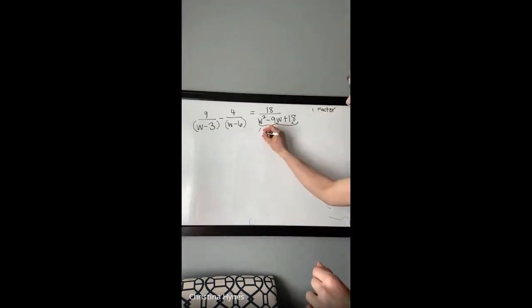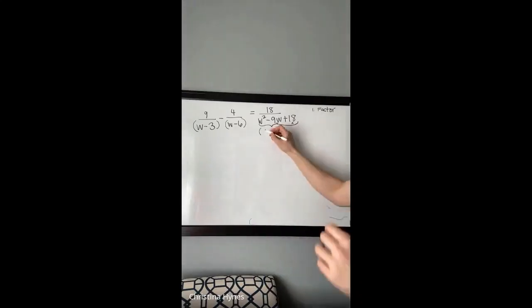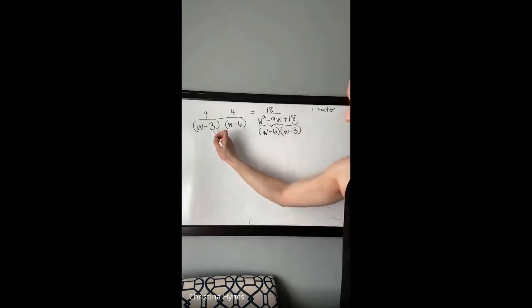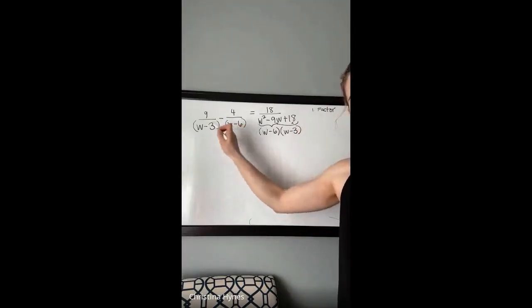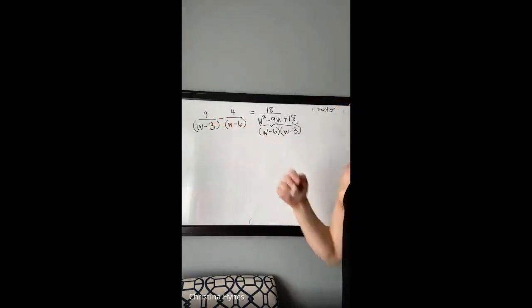So in this one, I have two numbers that multiply to 18 and add up to negative 9: w minus 6 and w minus 3. A little hint, guys, is look at the other numbers. That kind of gives you a hint of what the numbers will look like because they should be similar to the other fractions.